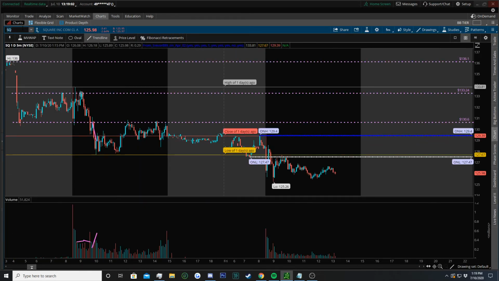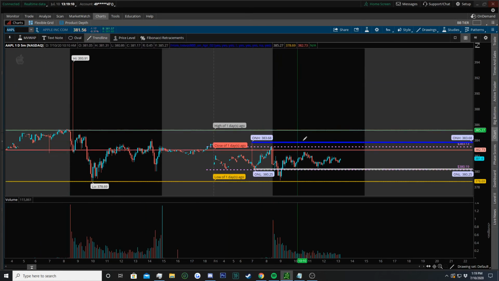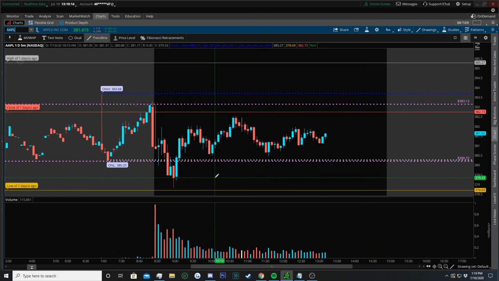No, let's do Square. Okay, Square's not that bad. Actually, no, I want to do a bigger price stock. Let's do, how's Apple doing today? Okay, let's go over this just because it's BS. Look how many of your lines this price is in between. For what good reason are you trading this, right?